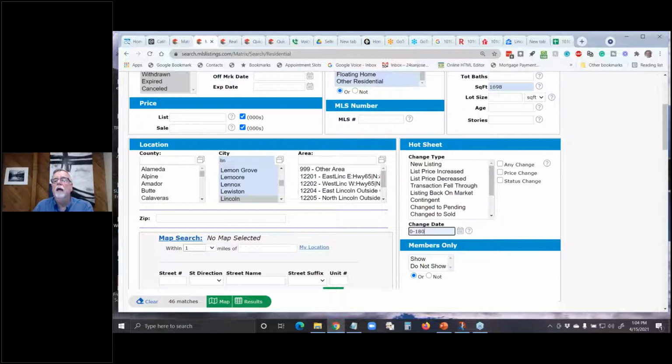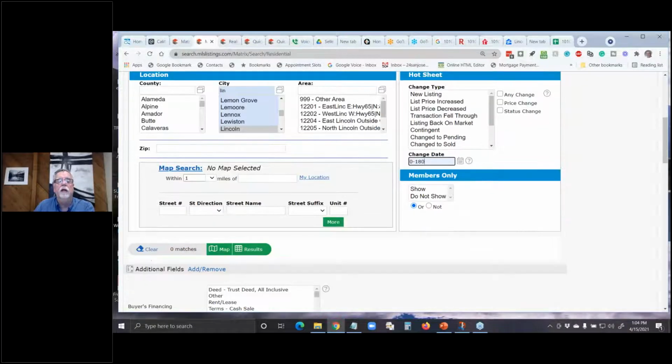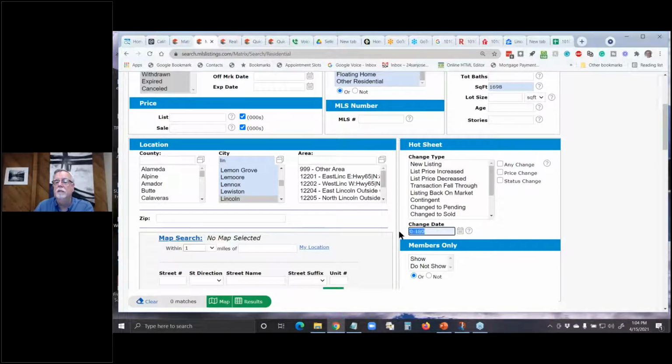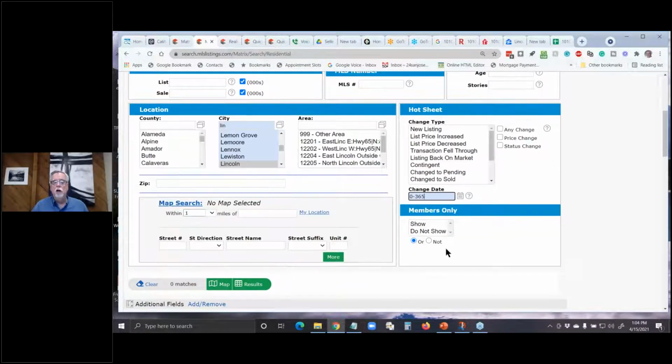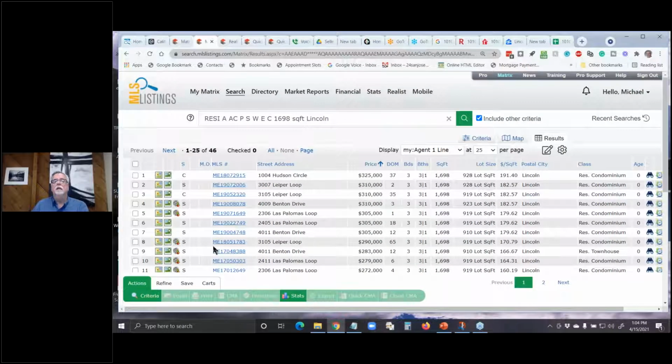So let's say 180 days. Are there any? No matches in 180 days. Ooh, 0 minus 365, no matches. All right. So I'm probably going to let it rip anyhow and see what it is, because I may want to be able to tell them when was the last time their model came on the market, right? Now, because they may know that.